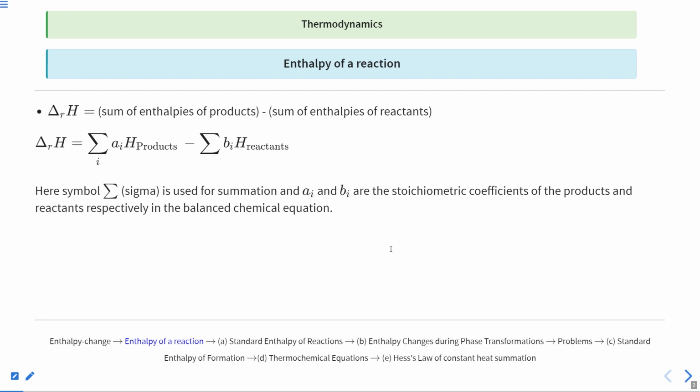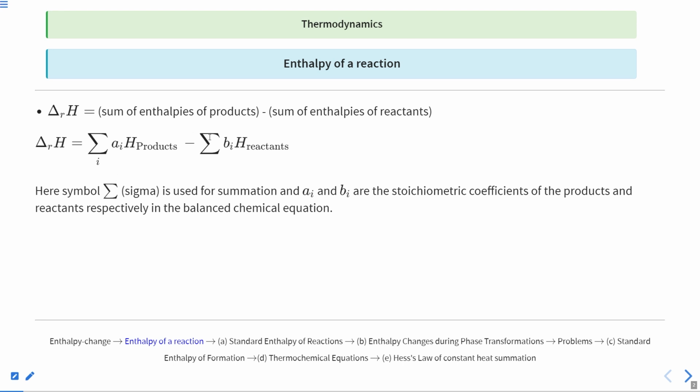Clear? Now if I talk in general, then the formula is given by, suppose you have to calculate the enthalpy change during a reaction, then it is simply the sum of enthalpies of product minus the sum of enthalpies of reactant. That's all. So it is basically the formation enthalpy. So we'll talk about the formation enthalpy. For now, just consider that enthalpy of the product minus enthalpy of the reactant.